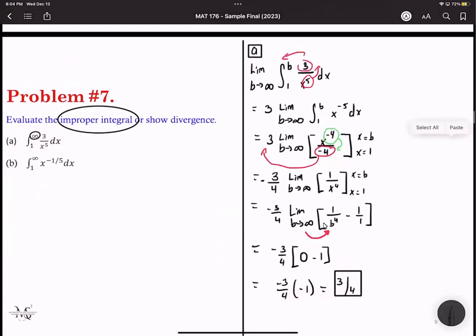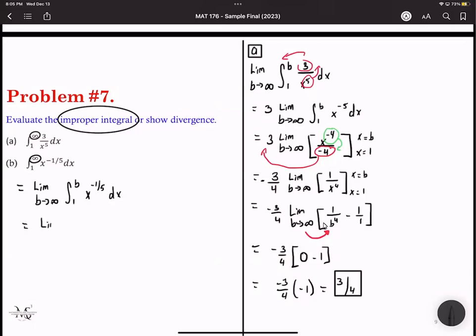If you want to solve part B, on the other hand, what you'll need to do here is, again, identify that your upper limit of integration is infinity, so you need to rewrite in terms of a limit. So here, you're going to get the limit as b approaches infinity of the integral from 1 to b of x to the power of negative 1 over 5 dx. You can go ahead and integrate this. There's nothing to rewrite for this integral.